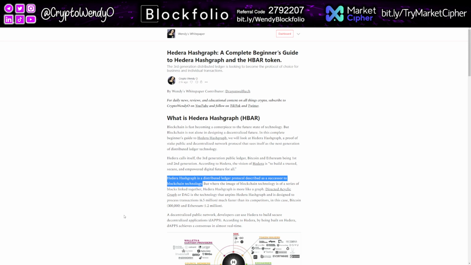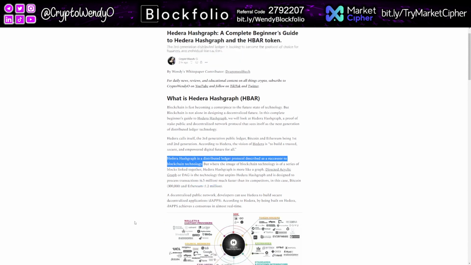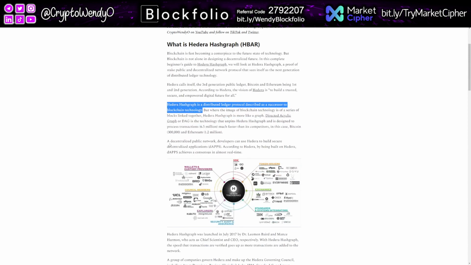Directed acyclic graph, or DAG, is a technology that brings Hedera together, and it allows it to process 6.5 million transactions per second, which is a lot faster than Bitcoin, which is currently at about 300,000, and Ethereum at 1.2 million. And a decentralized public network allows developers to use Hedera to build decentralized applications, dApps. And this is a list of all of their partners, which I'm going to show y'all on the website.